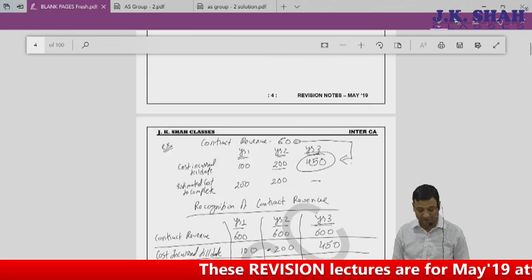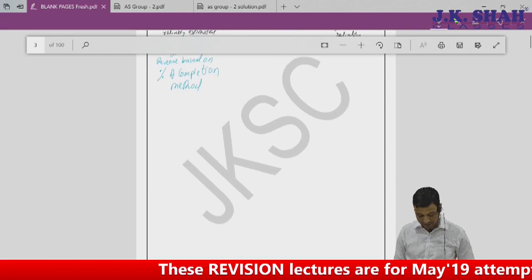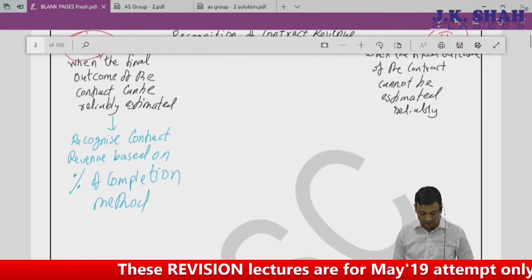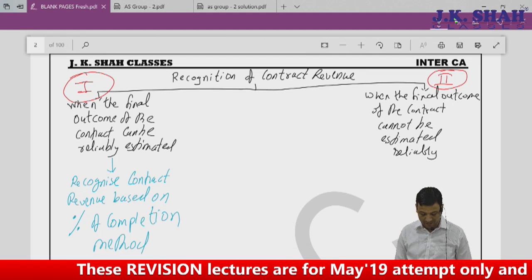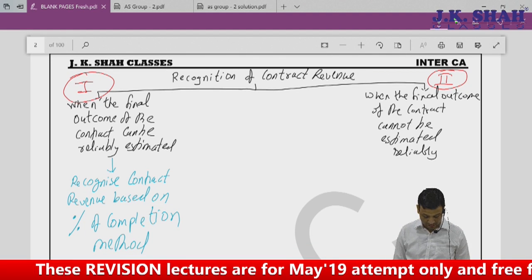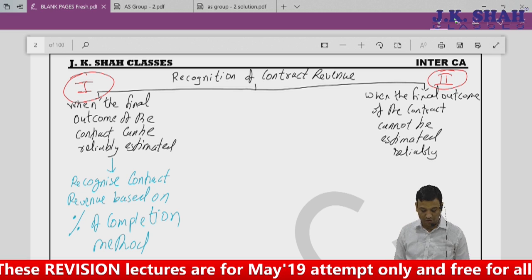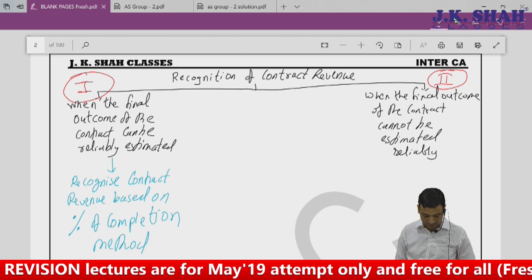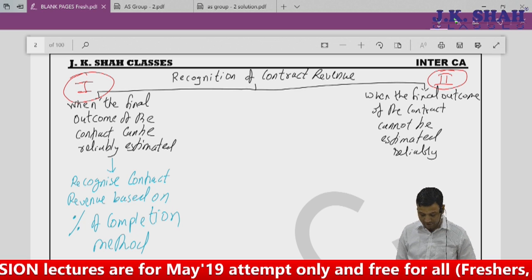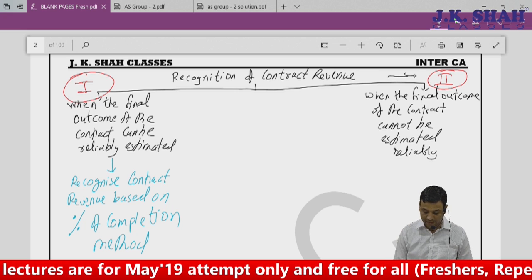recognition of contract revenue. We were basically on this area. When the final outcome of the contract can be reliably estimated, recognize contract revenue based on percentage of completion. Now within this only, we have a link. I'll come to the second area later on.